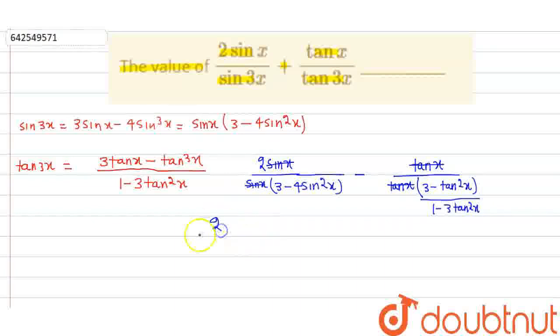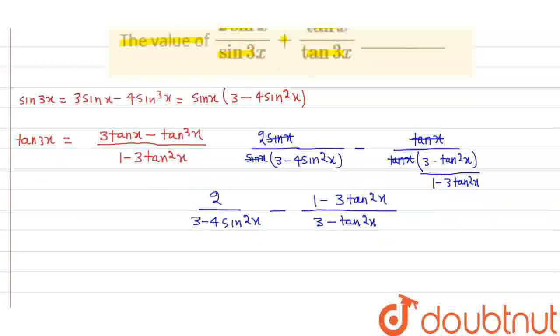So what are we left with? 2 upon 3 minus 4 sin square x, minus 1 minus 3 tan square x upon 3 minus tan square x. Now solve only this term. This tan square x can be written as sin square x upon cos square x, and cos square x can be written as 1 minus sin square x. So this thing can be written as 1 minus 3 sin square x upon 1 minus sin square x.